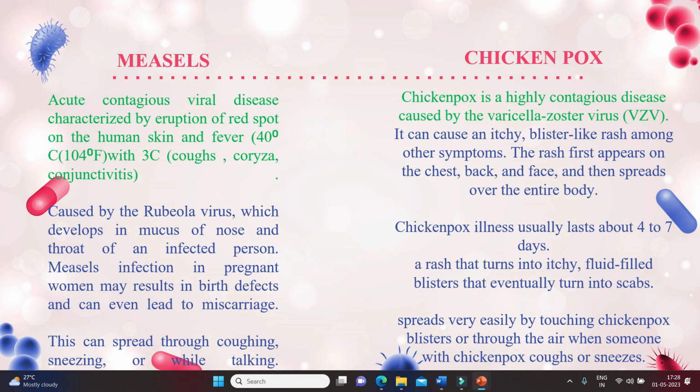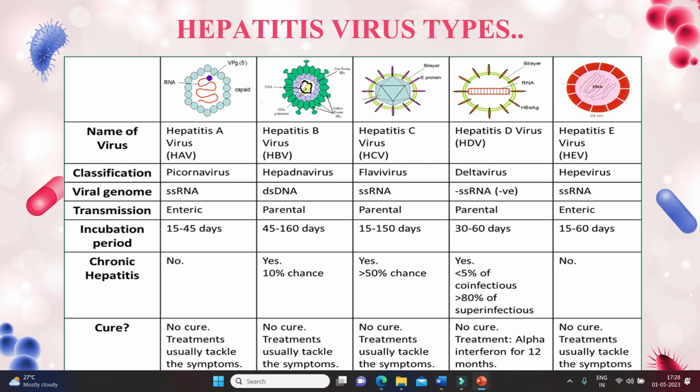Hepatitis viruses: there are 5 types of hepatitis, so hepatitis A, B, C, D and E. Hepatitis E classification comes under Picornaviridae, the viral genome is ssRNA, and transmission is by the enteric route. The incubation period of hepatitis A virus is 15 to 45 days. There is no chronic hepatitis, and there is no cure for hepatitis A virus either.